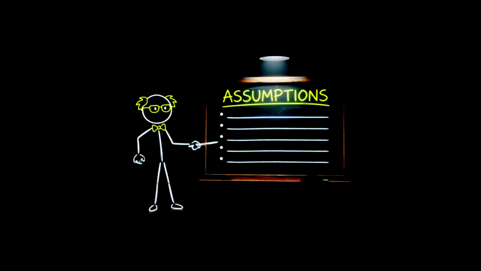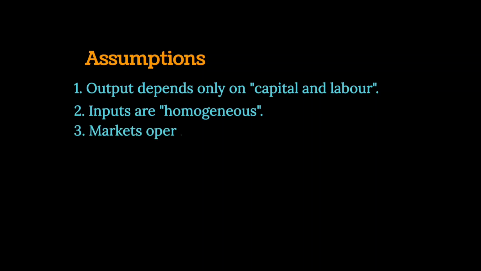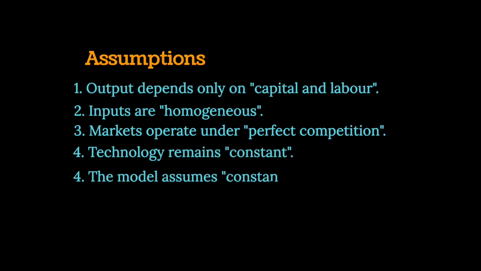To simplify the analysis, economists make a few assumptions. First, output depends only on capital and labor. Second, inputs are homogeneous. Third, markets operate under perfect competition. Fourth, technology remains constant. And finally, the model assumes constant returns to scale.